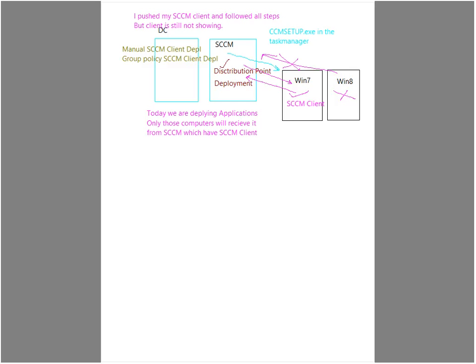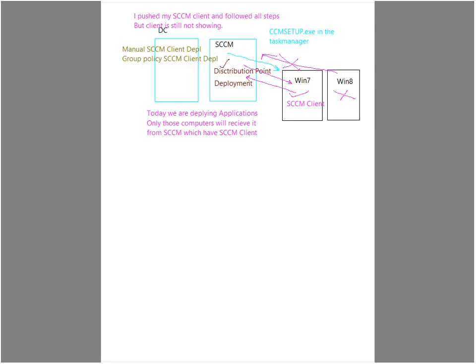For example, I've already used that, so I can use this. We already have the application called adobe.msi, or we have Google Chrome.msi. These applications have to be placed on a server that is acting as a distribution point.